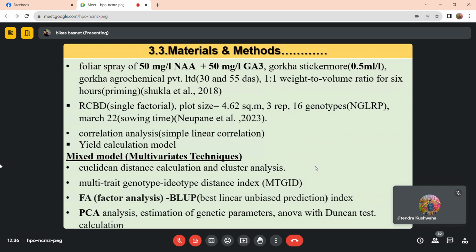The optimum sowing time for the Chitwan conditions was already documented by Nepani et al. 2022. In March 22, this is the optimum sowing time for moong bean, and I followed this protocol.